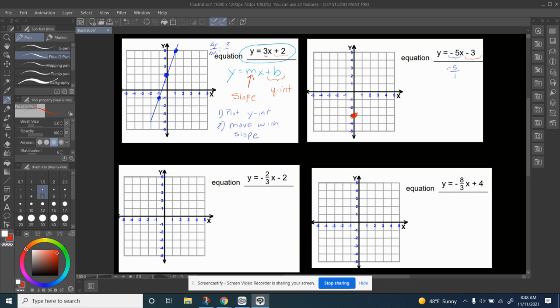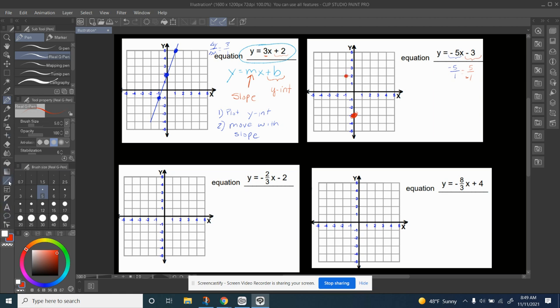And the slope means negative 5, 1. So from this point, I have to go down 5, 1, 2, and I run out of graph. So I can't go down 5, 1, 2, 3, 4, 5, and over 1. But what I can do is reverse this and say 5, negative 1. I'm just putting the negative on the other side. So what I did is I flipped each of those numbers, which means go up 5, 1, 2, 3, 4, 5, and then backwards 1, left 1.